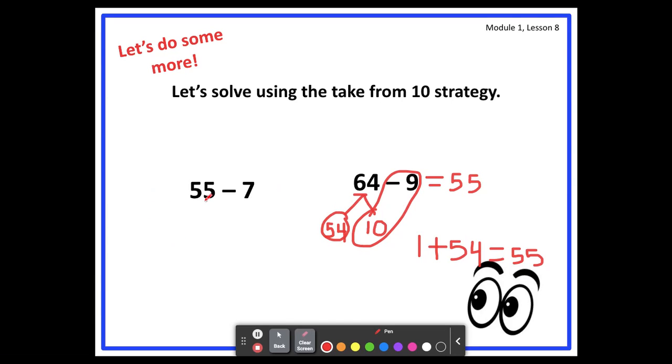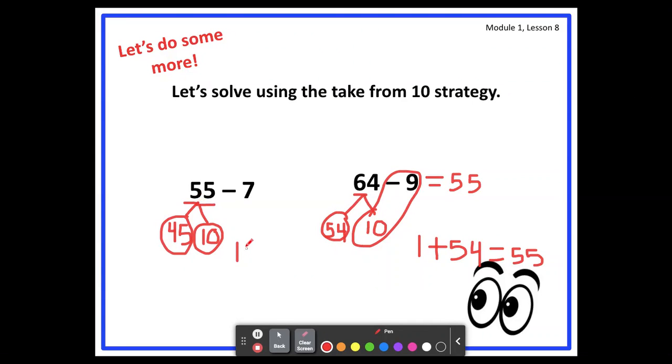Notice the equation 55 minus 7. We want to break down 55, or decompose 55. We want one number part to be a 10, because that is the take 10 strategy. And since we took a 10 from 55, we took one 10 from 5 tens, we have 4 tens left, but we also have 5 ones. First step, done.